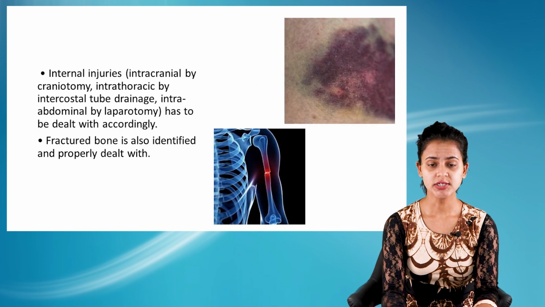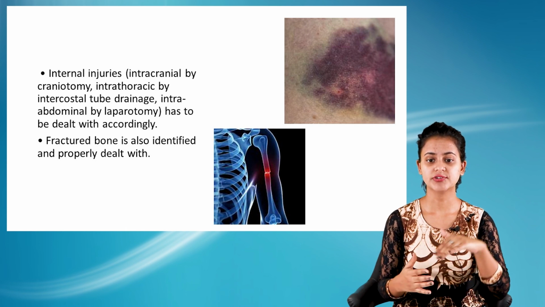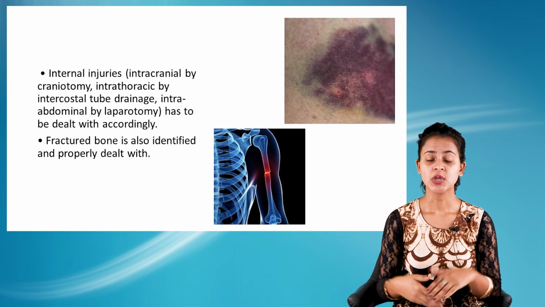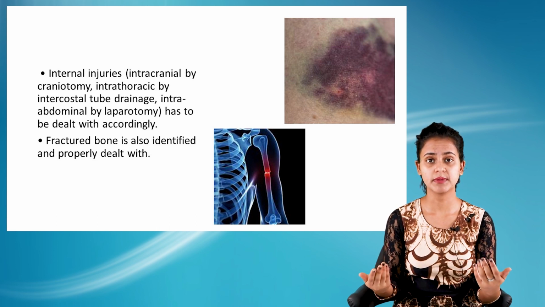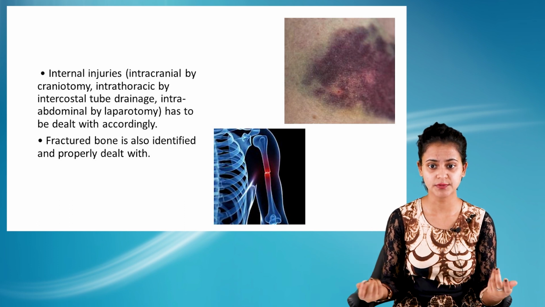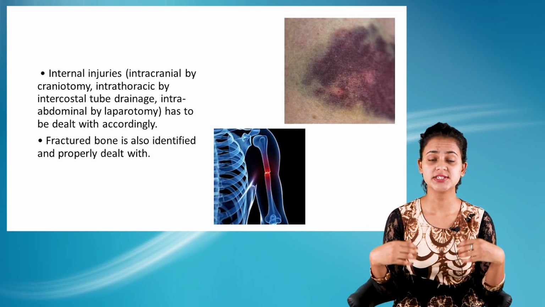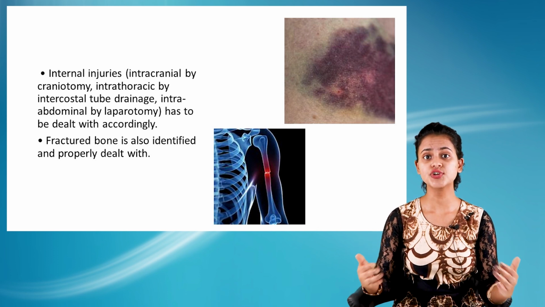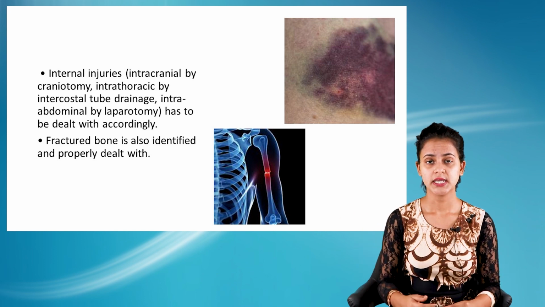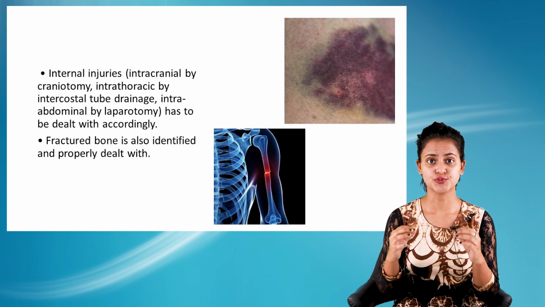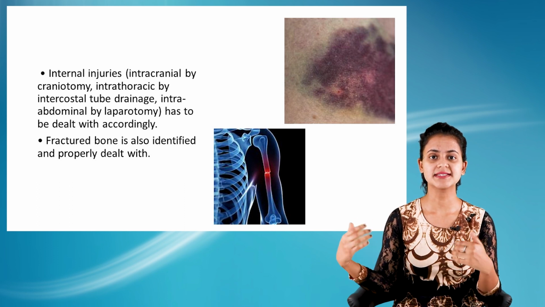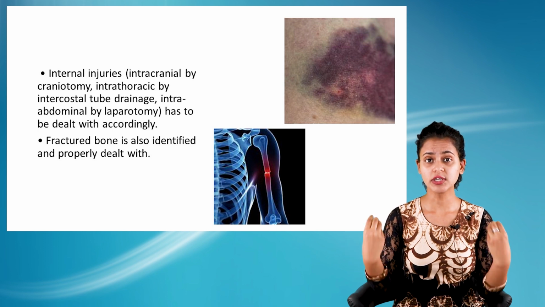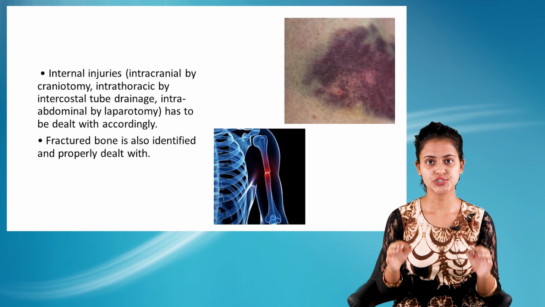Now, internal injuries like intracranial injury or intrathoracic injury should be dealt with accordingly. Preferably for intracranial injury, a craniotomy or craniectomy can be performed. For intrathoracic injury, intercostal chest tube insertion will be provided almost always. Even in case of intra-abdominal injury, if it is present, it can be managed with a laparotomy. So depending on the client's condition or the internal injury affecting a particular body part, the client will be managed accordingly.